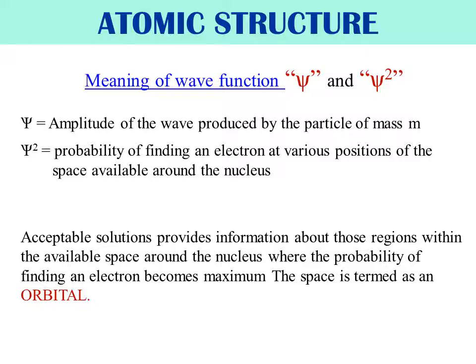The space is termed as orbital. That means the space where the electron has the maximum chance of being found is termed as orbital. I haven't written orbit, I mentioned orbital.